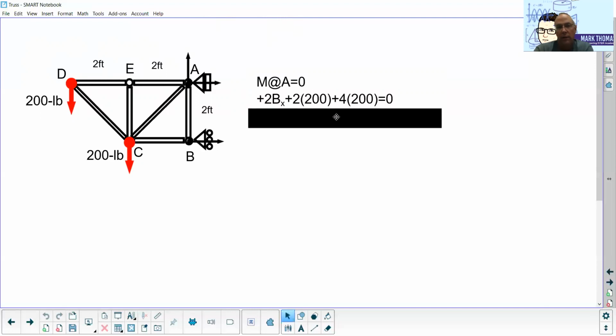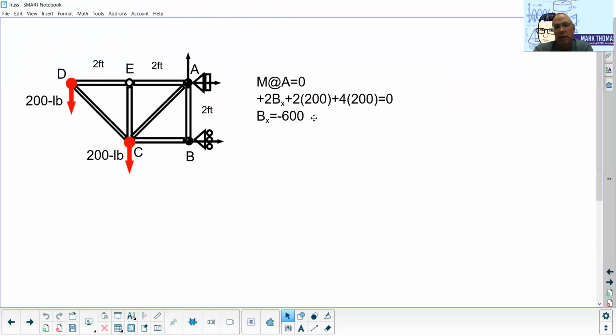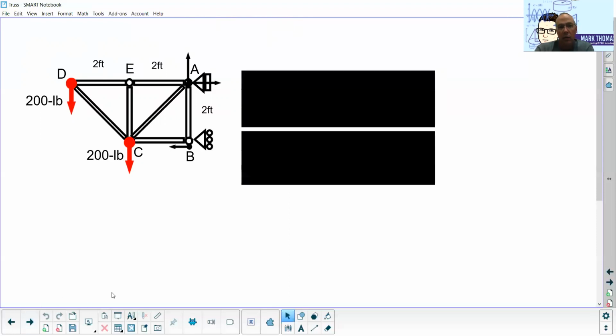Whenever we solve all of this, we get that B sub x, or the reaction force at B, is negative 600. All my units are going to be in pounds. I'm just going to leave those off for the rest of the problem. Since this is a negative force, that simply means it should actually point in the other direction. So I need to redraw that going in the other direction, so I actually have it drawn off toward the left here now. So that was our moment.